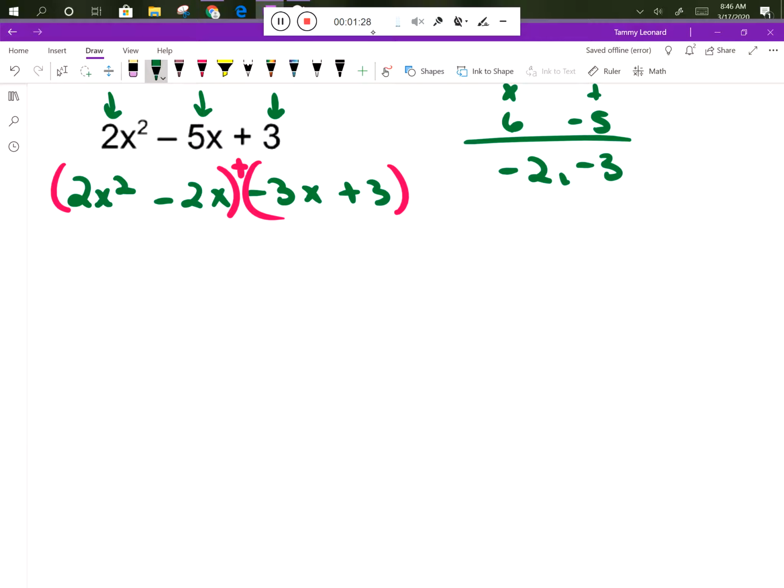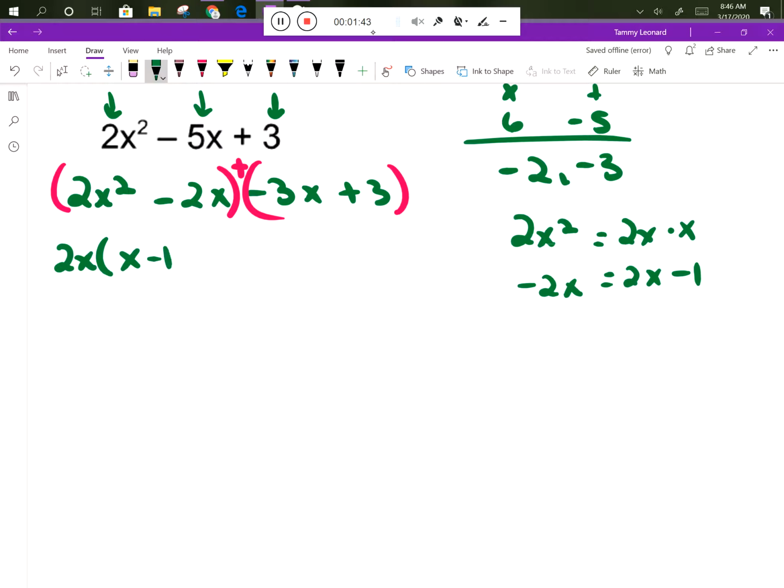So off on the side, I want to think about 2x squared and negative 2x. They have a 2x in common, and it would take an x to get me the top term, and it would take a negative 1 to get the bottom term. So I'm going to factor out a 2x, leaving an x minus 1 behind.